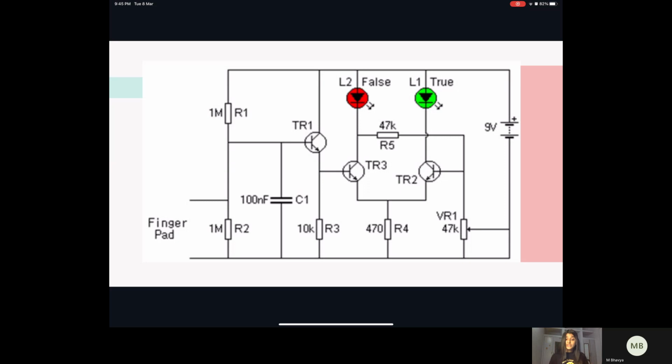So as shown below, this was the working of the lie detector device, which in case a person is lying, turns on the red LED, and if the person is telling the truth, based on the skin resistance variations, it shows the green LED.